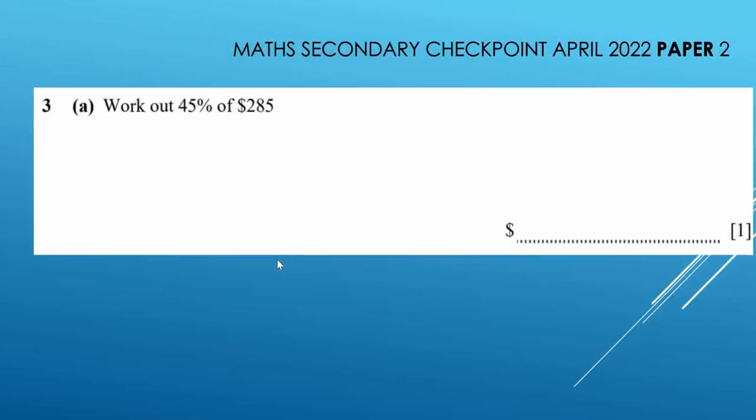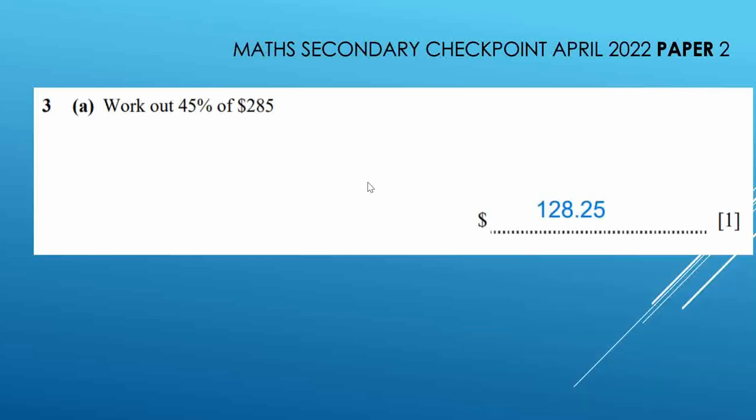Next, question 3. Work out 45% of 285. 10 seconds. Have you got your answer? Is it the same? $128.25. Here's the explanation.